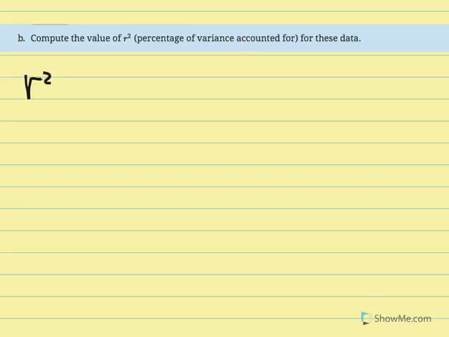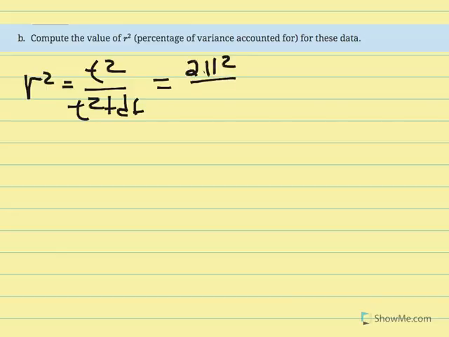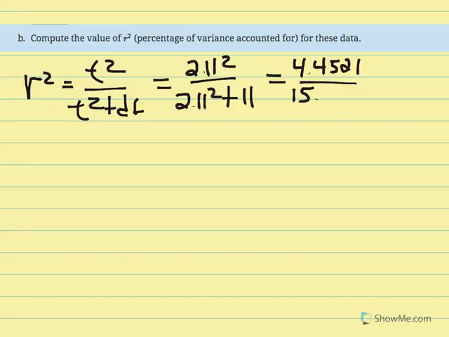So our r squared is equal to t squared over t squared plus degrees of freedom. Our t statistic was equal to 2.11. We're going to square that over 2.11 squared plus our degrees of freedom. Our combined degrees of freedom was equal to 11. So 2.11 squared gives us 4.4521, and then added to 11 that would be 15.4521. So r squared is equal to 4.4521 divided by 15.4521, and we should get something like 0.288. Or we could say, if we rounded, 0.29.